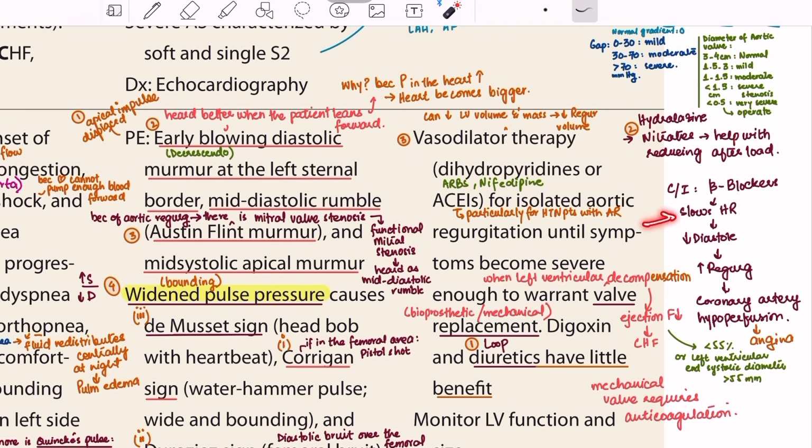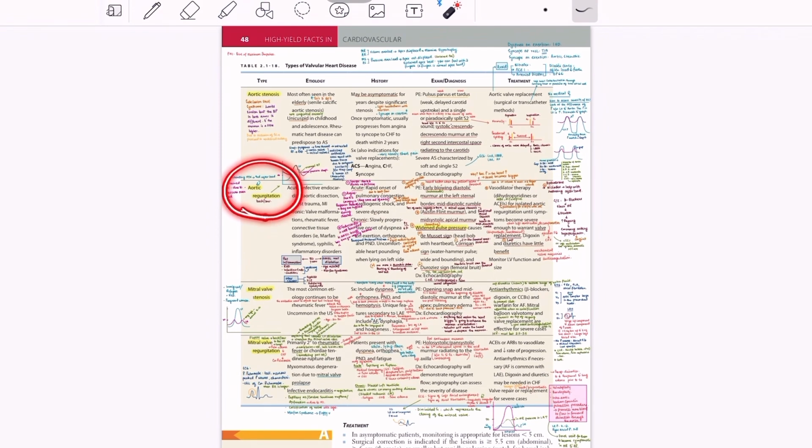The reason behind that is beta blockers slow the heart rate, which in return decrease the already decreased diastolic pressure. That will increase the regurgitation, and the coronary artery hypoperfusion will happen, which will result in angina. This brings an end to the discussion of aortic regurgitation. Now, I would like to solve a question with you guys. Let's move on to the question.